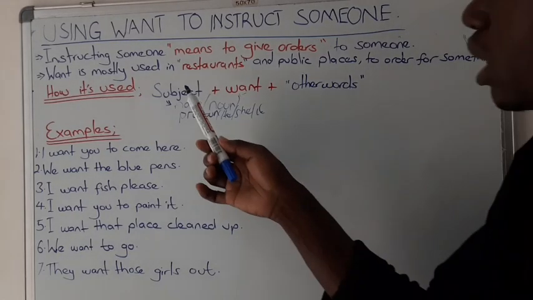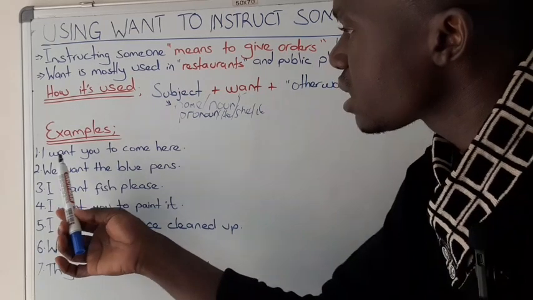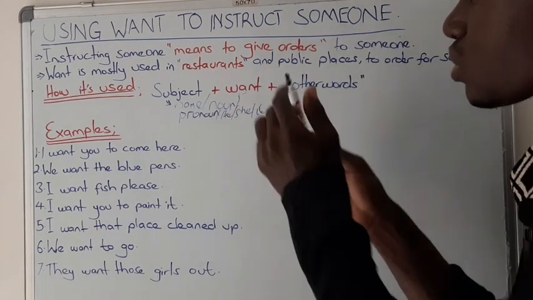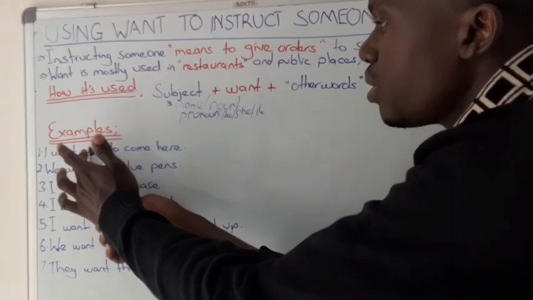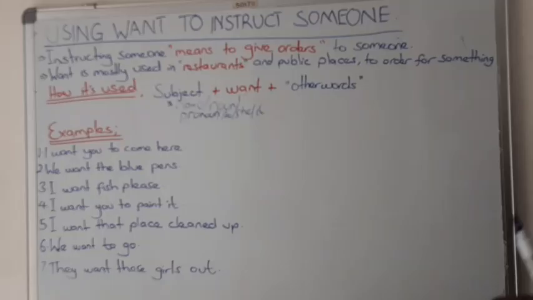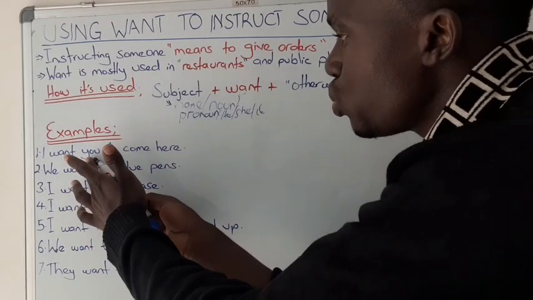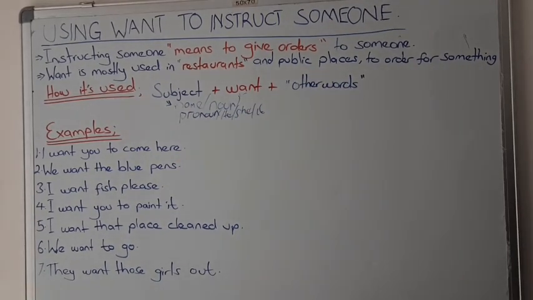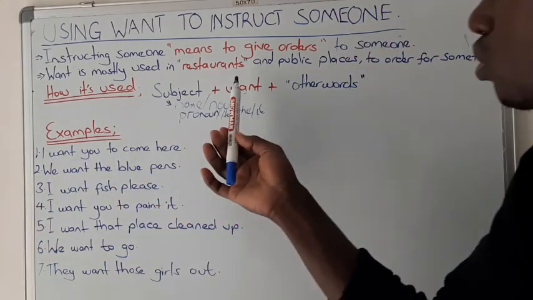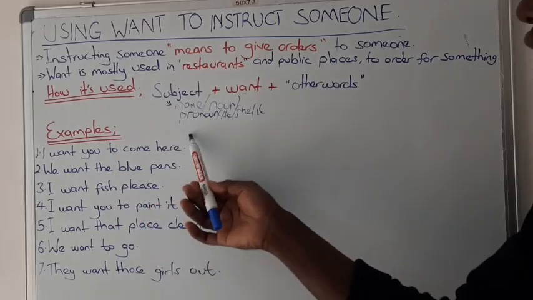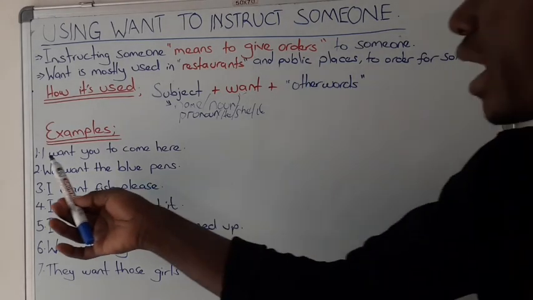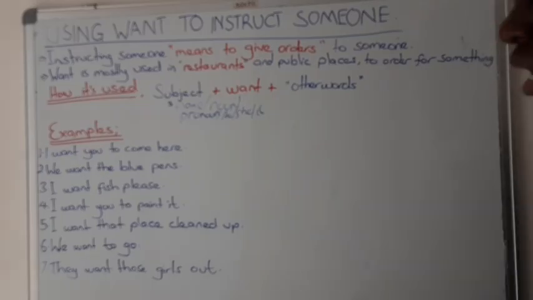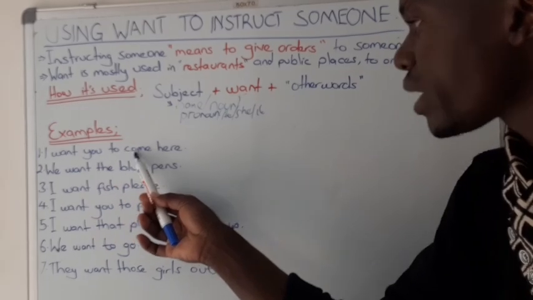A point to note here: we've said you start with the subject. My subject in this case is I, followed by the word want, and then you add on other words. So I want, what do you want? You want him or her to come. So I want you to come here. These are other words after writing the subject and want. Once again, you start with the subject, which is I, followed by the word want, and add on other words that you want to use. So I want you to come here. You are ordering him, you are instructing him to come there.